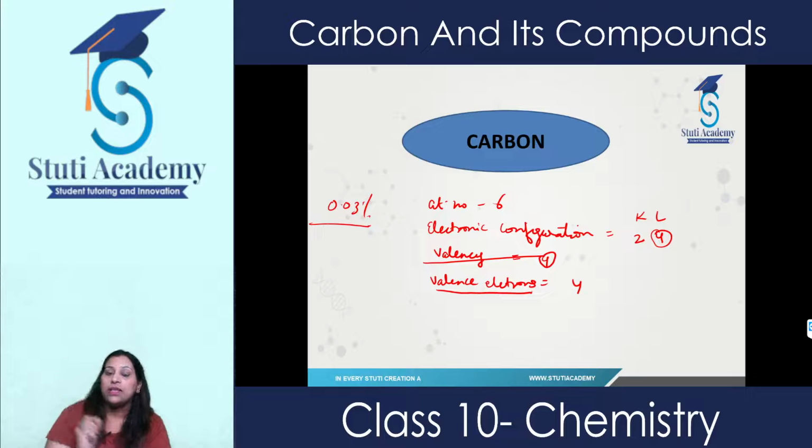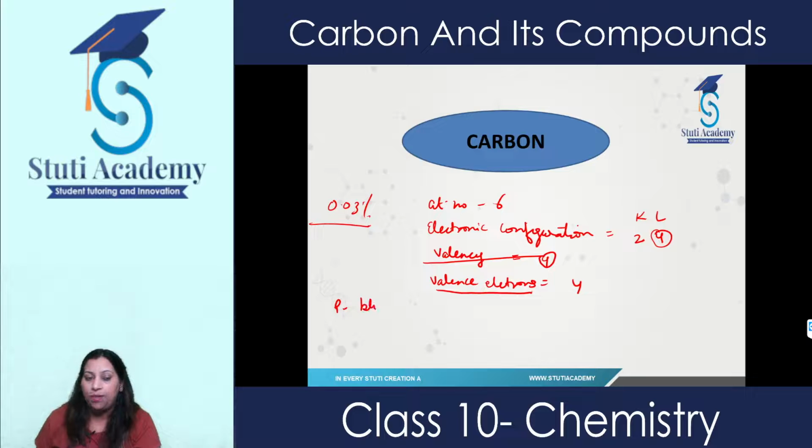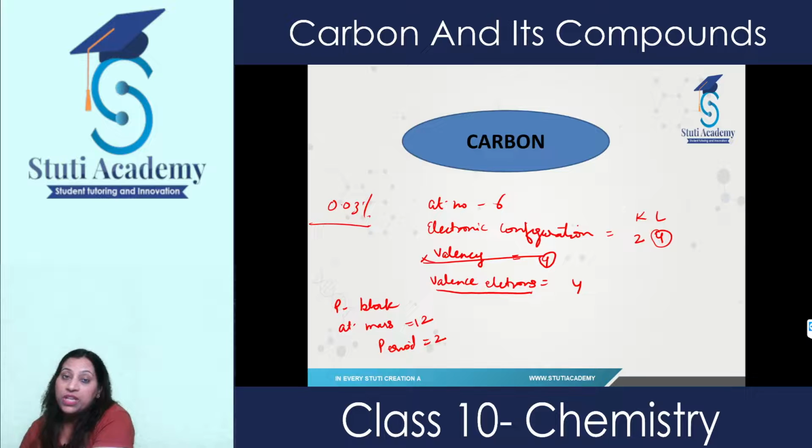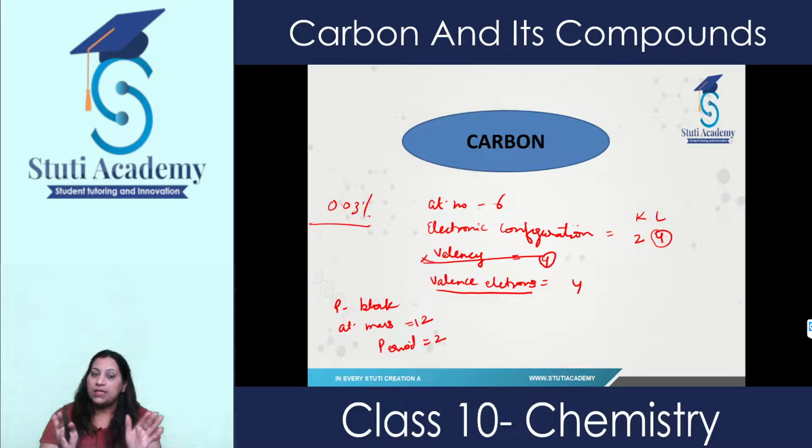Its position in the periodic table is that it is present in p block, and its atomic mass is 12, and it is present in the second period. So this is the position of this extremely unique element carbon in the periodic table. And these are certain basic information which you people know about carbon. So carbon is present everywhere. It is an extremely important element which is present in nature.